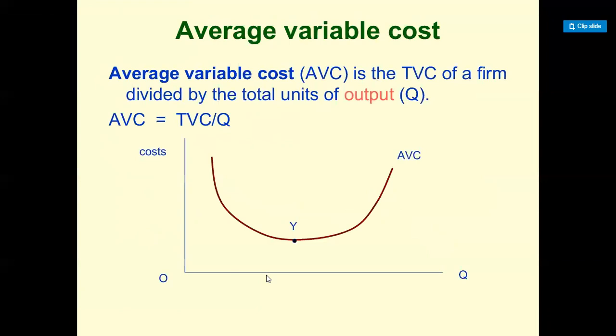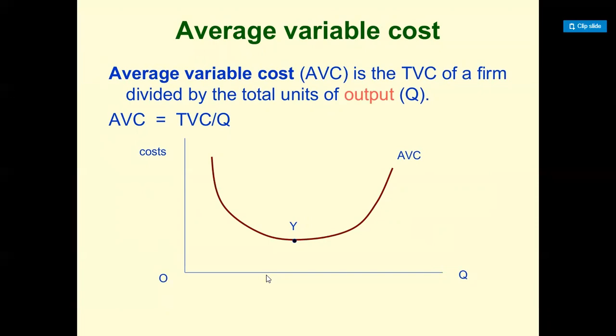Now we are discussing the average variable cost. Average variable cost is the TVC of the firm divided by the total units of output. Whatever the output is, we divide the total variable cost by that quantity and we get the average variable cost. Its shape is U. It is because AVC, average variable cost, refers to the per unit variable cost of production. It is calculated by dividing the TVC.